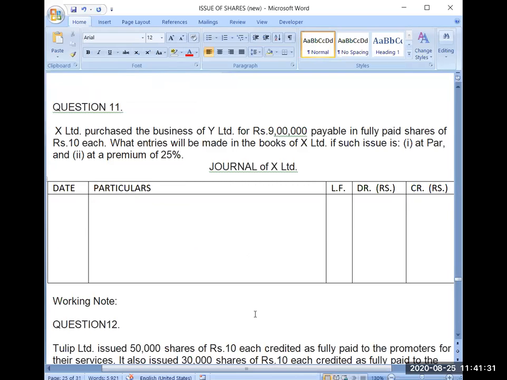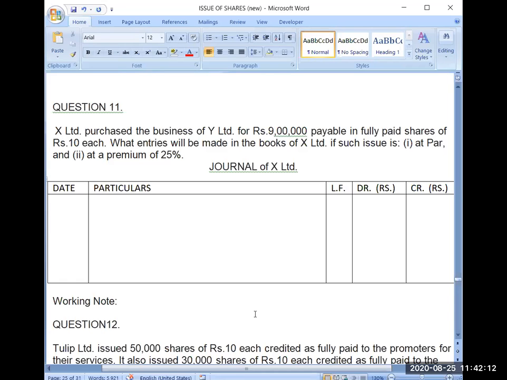Who is purchasing the business? Can you tell me who is purchasing the business in this question? Yes, X Limited is purchasing the business. Okay, fine. From Y Limited. Business of whom? Y Limited. For rupees 9 lakh. Payable in fully paid shares of rupees 10 each.